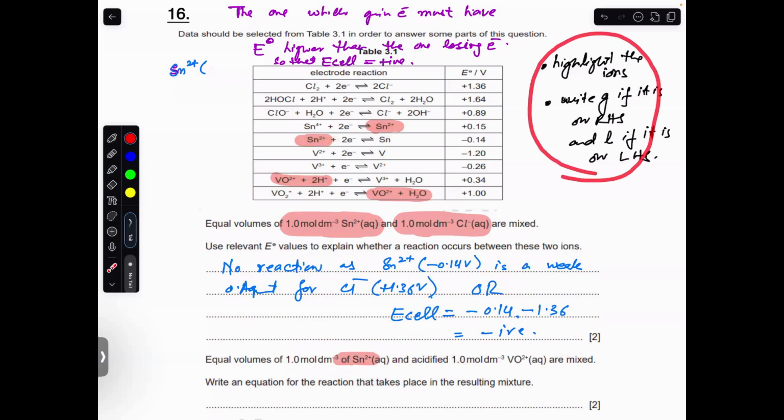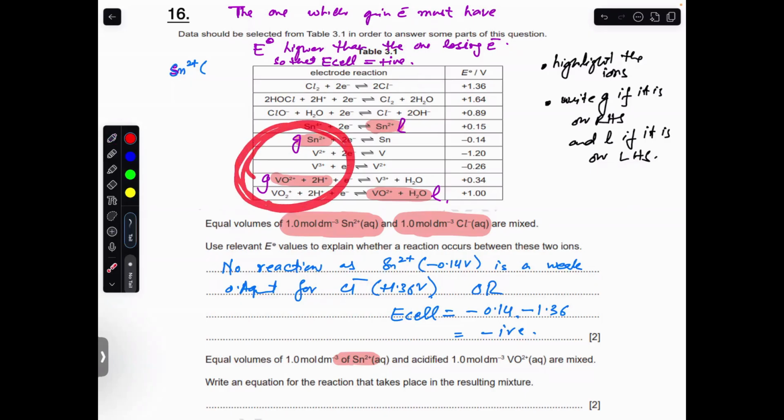Then what I've written, write G if it is on the right hand side. Right hand side, gain electron. Lose electron. Among gain, select the one with the larger E naught. Among these two, select the one with the large E naught. Among these two, select the one with the low E naught.